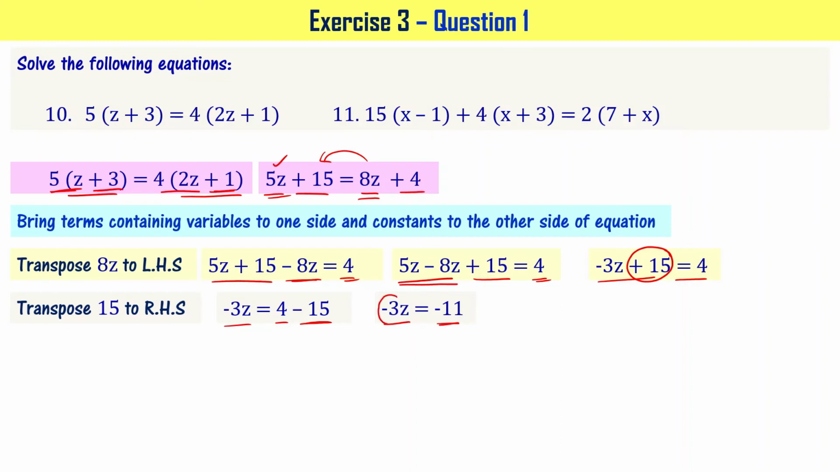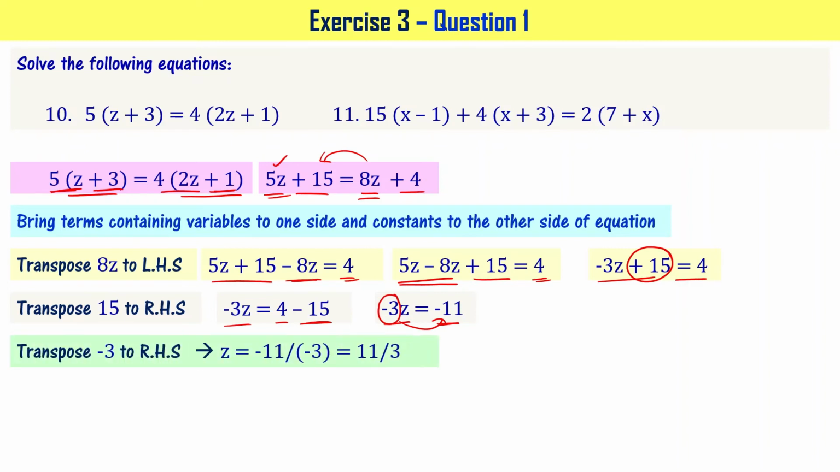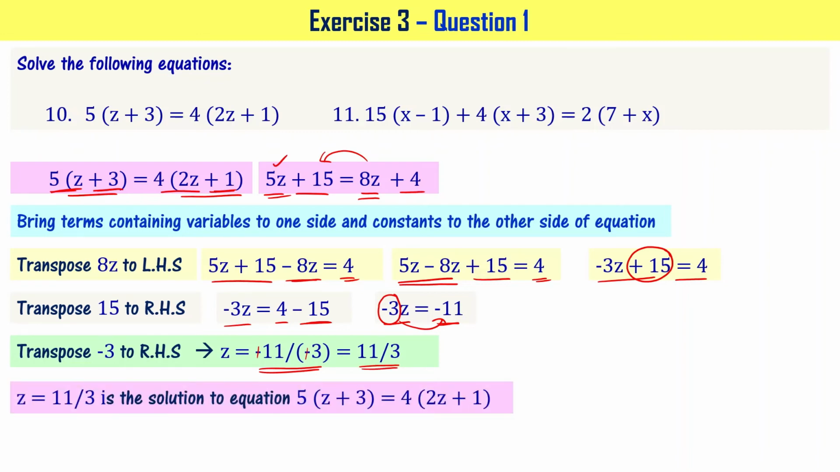Now I can transpose this minus 3 to the other side. When I do that, the equation can be written as z equal to minus 11 divided by minus 3, right? I can cancel this minus and this minus symbol so that I'll have z equal to 11 by 3 as the answer. Z equal to 11 by 3 is the solution to the given equation.